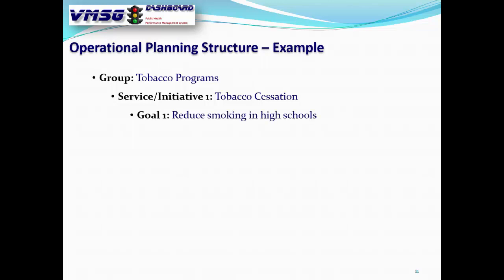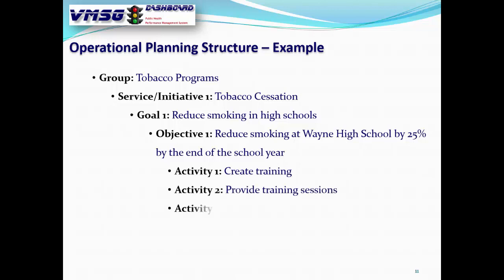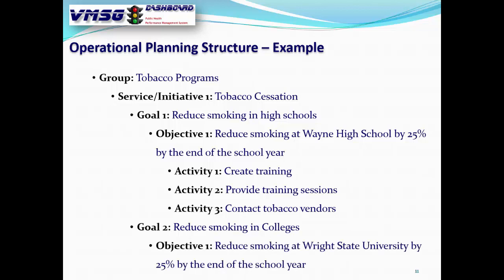The first goal is reduce smoking in high schools. The first SMART objective for this goal is reduce smoking at Wayne High School by 25% by the end of the school year. The activities or action steps to achieve this objective are create the training, provide the training sessions, and contact tobacco vendors. A second goal might be to reduce smoking in colleges, with the first objective being reduce smoking at Wright State University by 25% by the end of the school year.